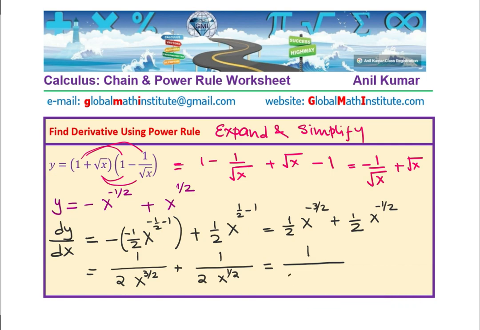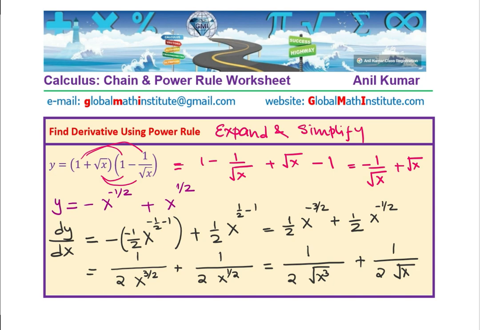which you can also write in radical form as 1 over 2 times 3 by 2 means square root of x cube, right? Square root of x cube, and plus 1 over 2 times square root of x. Is that clear to you? So that becomes the derivative for our function.